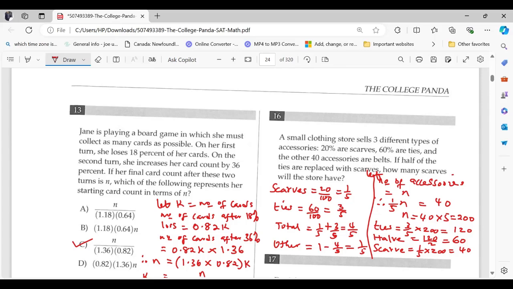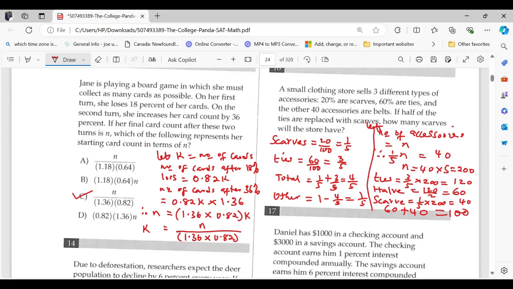All right. So what will happen is if we now take 60 ties and change them to scarves, we are going to have 60 plus 40. That will give us 100. Because here it says how many scarves will the store have? So the store will have 100 scarves. That means already this store is having 40 scarves. We now reduce ties from 120, we drop it to 60. So the remaining 60, we change it to scarves. So scarves will now become 60 plus 40, which is 100.